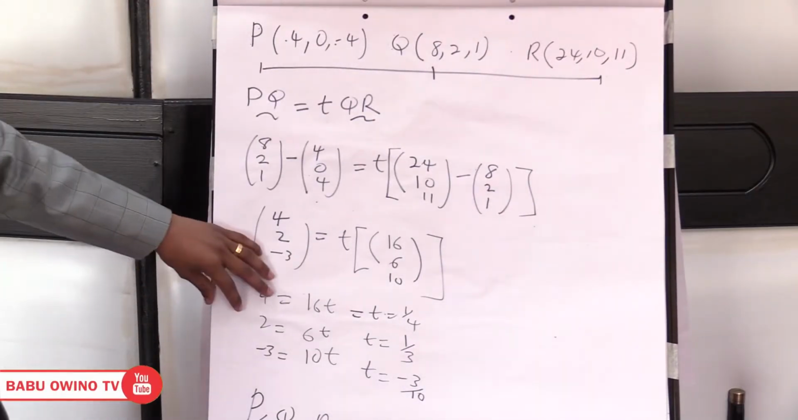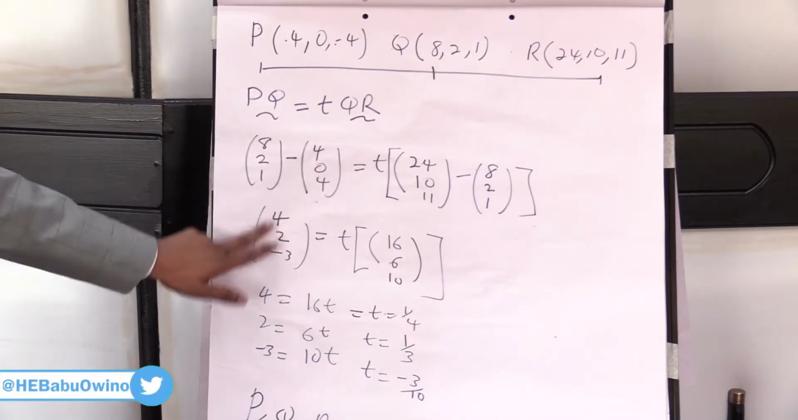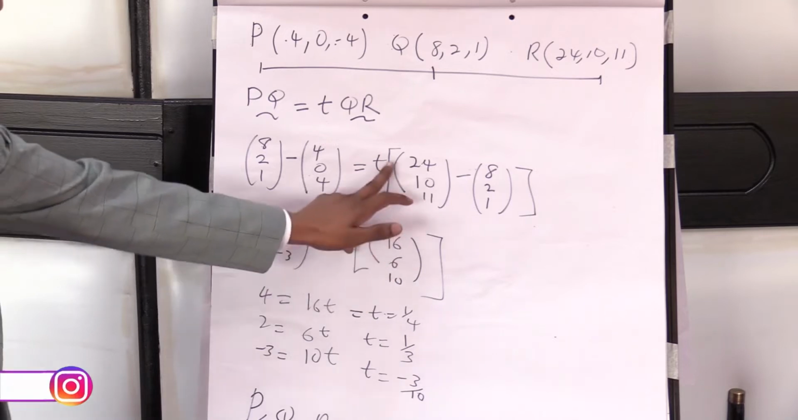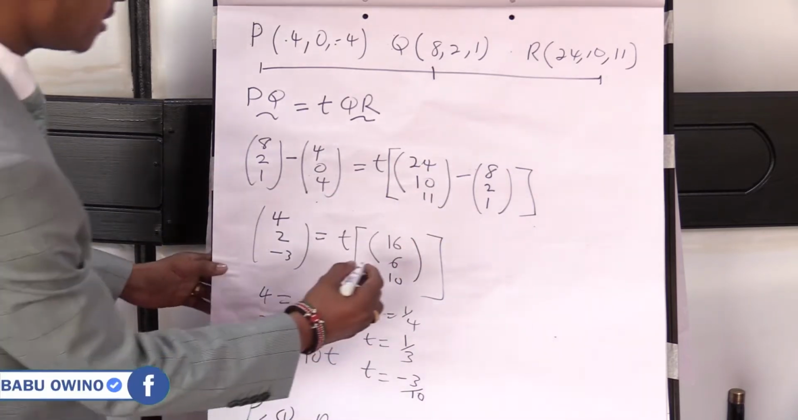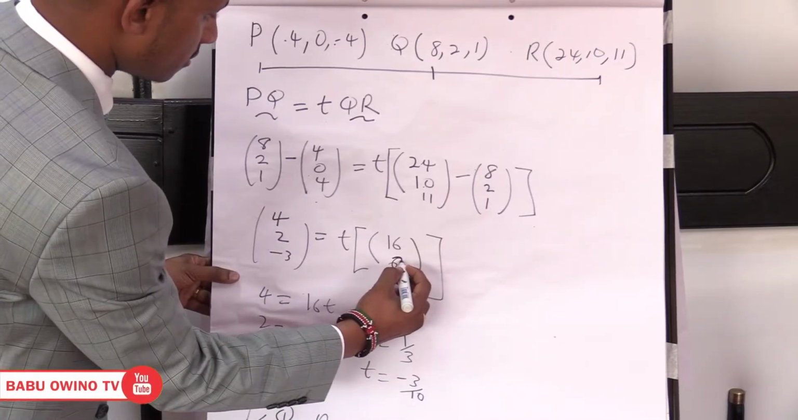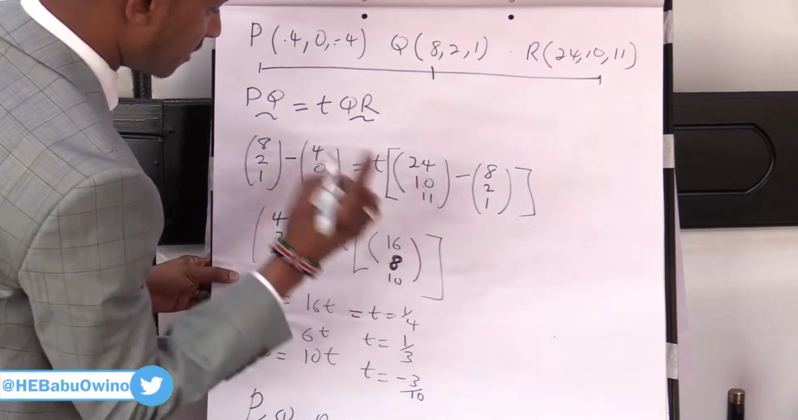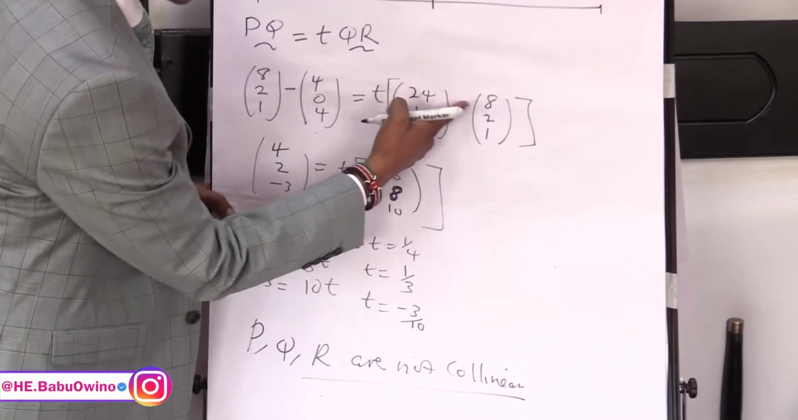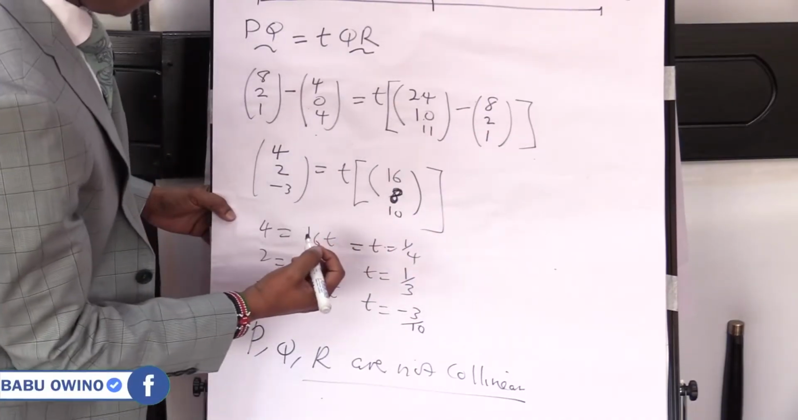Okay? So you can go over it again. You check the signs. No, this is 8. 10 minus 2 is 8. Be careful with the signs. 10 minus 2 is 8. 11 minus 1 is 10.